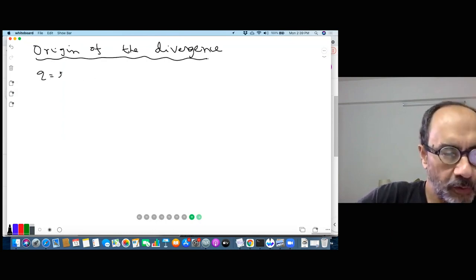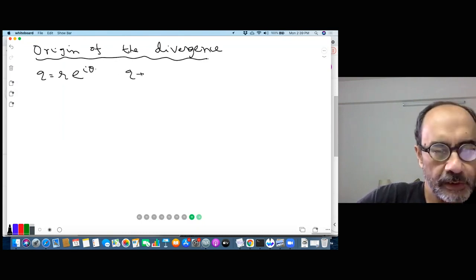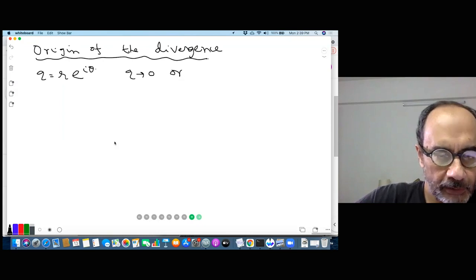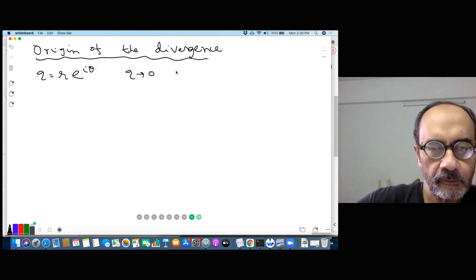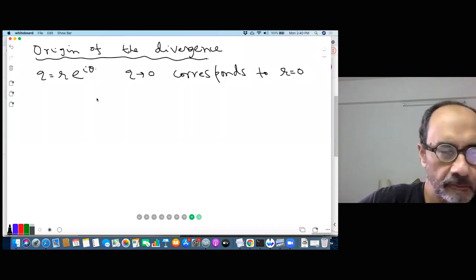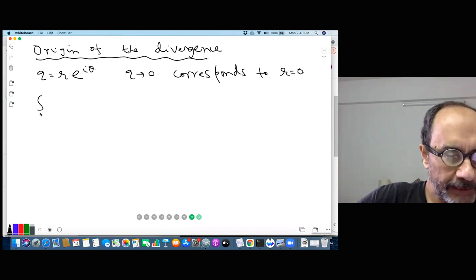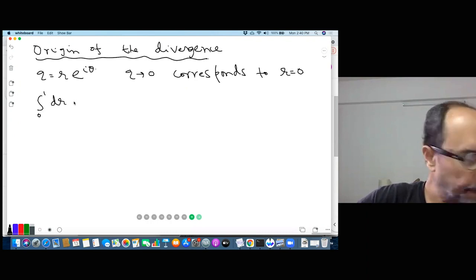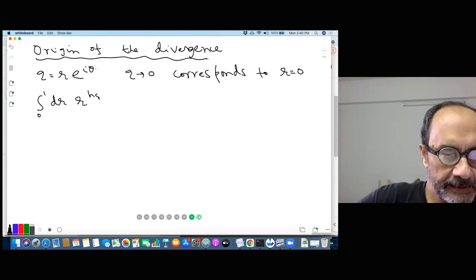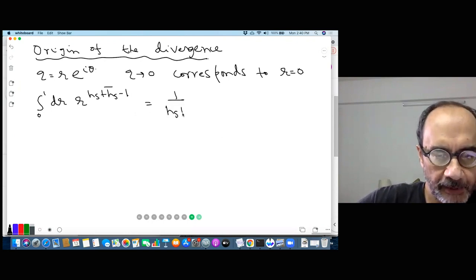So we have q equal to r e to the i theta. Okay. And q goes to 0 corresponds to r equal to 0. So we have an integral of the form integral 0 to 1 dr r to the power hs plus hs bar minus 1. Okay. And this we wrote as 1 over hs plus hs bar.